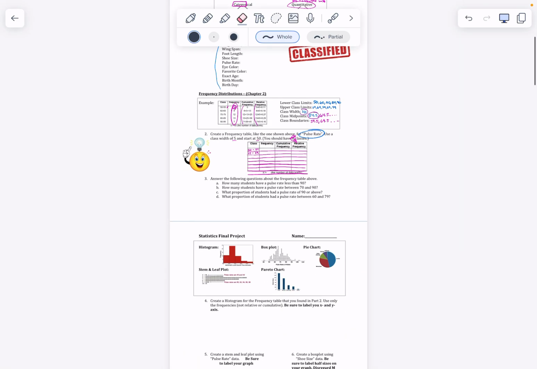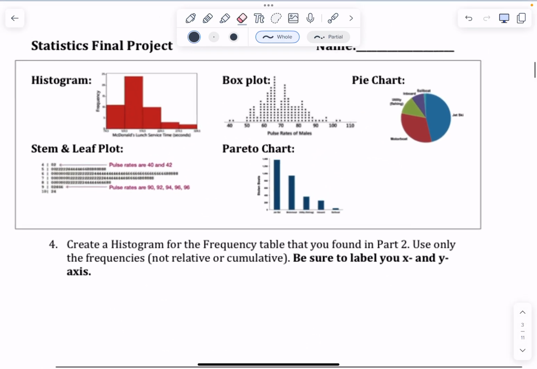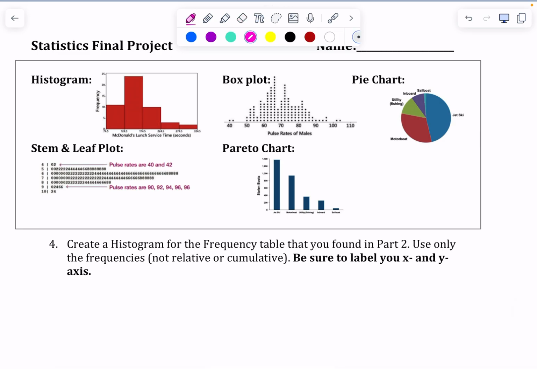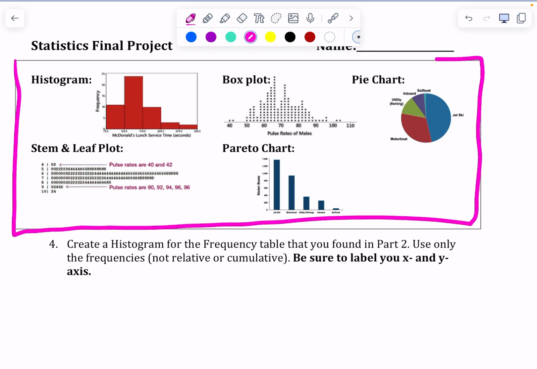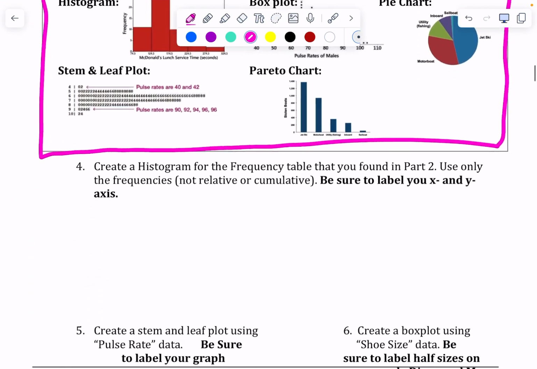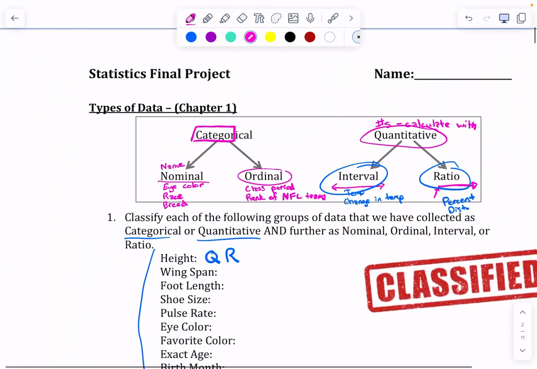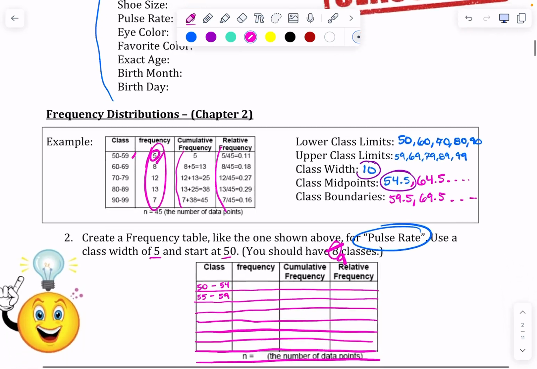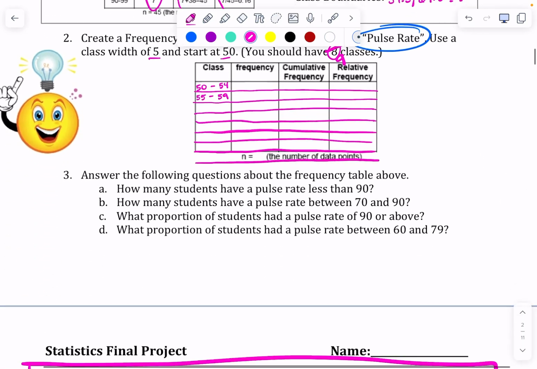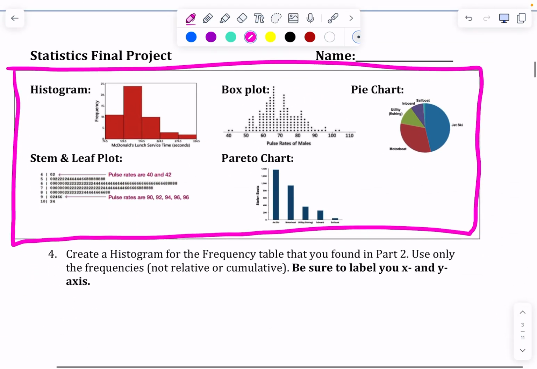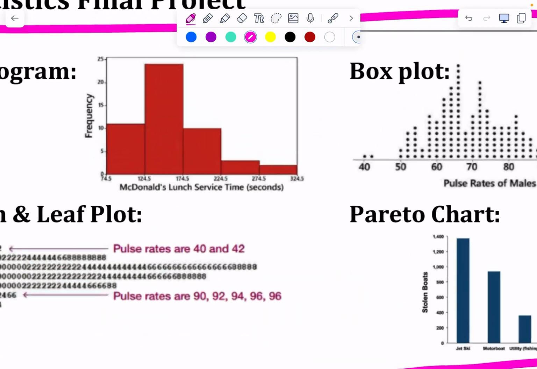Okay, let's talk backside real quick. Even if you're not on there, skip to the back. We'll go back to it. By the way, you will find that through this packet, anytime there is a box, that is to aid you to remember what that chapter was about. So this is all chapter 1. No, this is chapter 2, frequency distributions and graphing data. So this is what a histogram, a box plot, a pie chart, a stem and leaf plot, and a Pareto chart look like. Let's talk histogram.